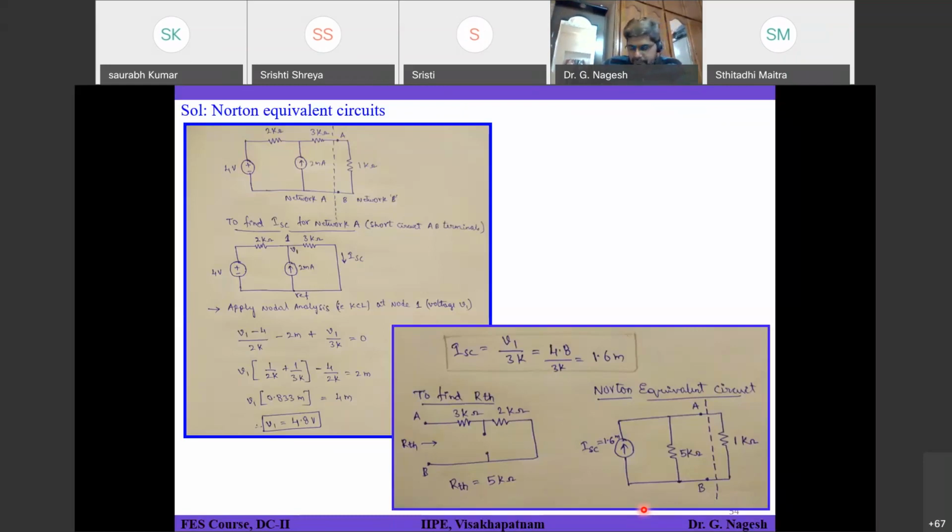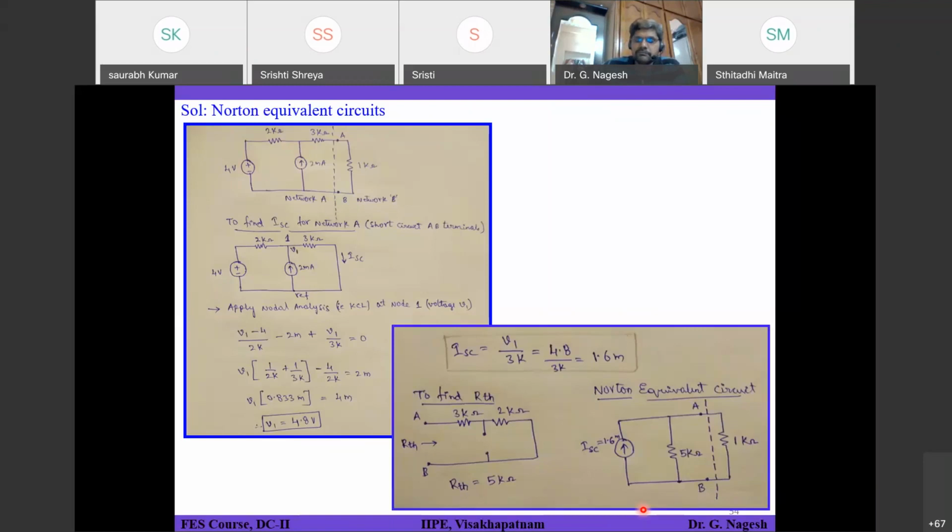So if you have a dependent voltage source, that needs to remain as it is. You are not going to alter it. You are not going to do any changes for that. Only the independent voltage source is short circuited and the current source is open circuited when you are finding RTH.